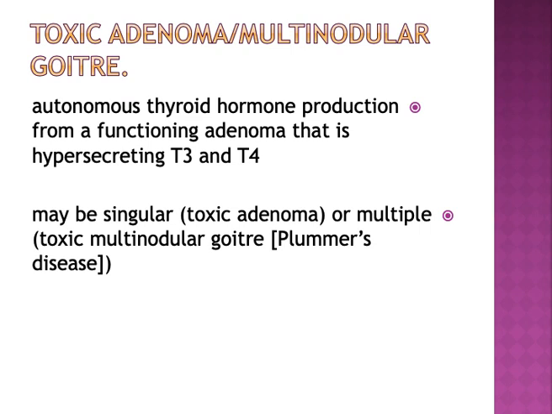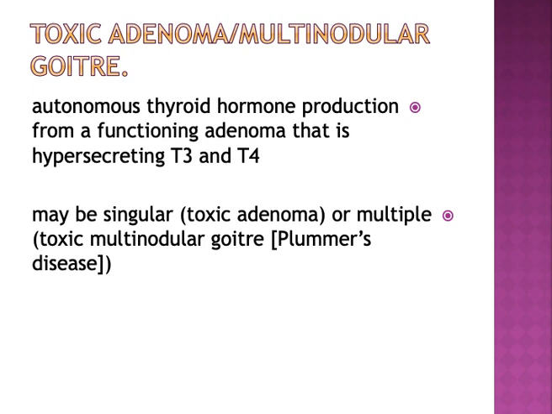Okay, one very important thing to know here is toxic adenoma. What is toxic adenoma? Sometimes a small nodule in the thyroid can develop, and what happens is that this small nodule can overproduce, or can be a hyperfunctioning type of nodule which keeps on producing T3 and T4. So what will happen? The patient will go into hyperthyroidism state.